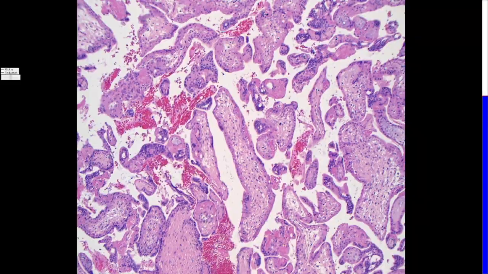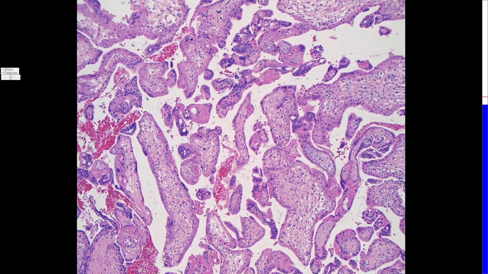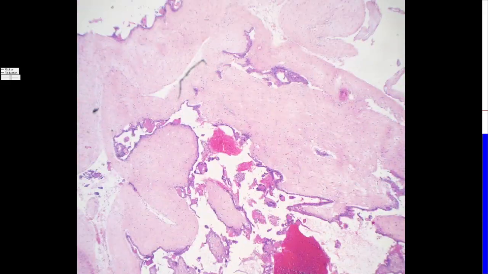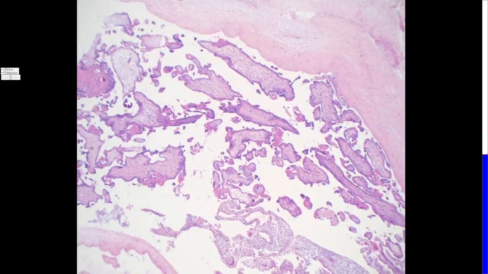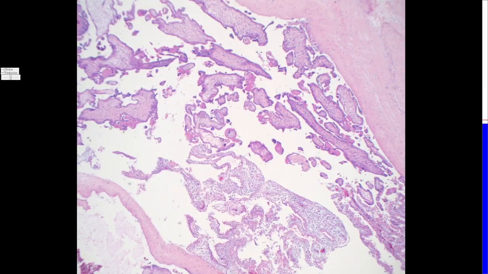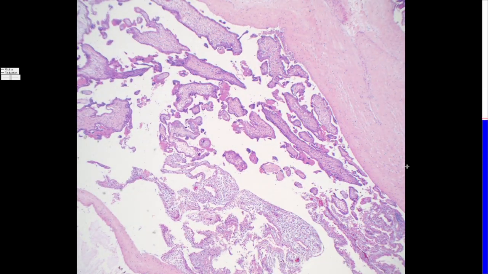Features are there, but quite subtle indeed. We don't have cisterns, we don't have super enlarged villi, we don't have lots of trophoblast proliferation, but you can see these little knobs coming out of the villi. So these are just dysmorphic villi, and that's a case of trisomy.